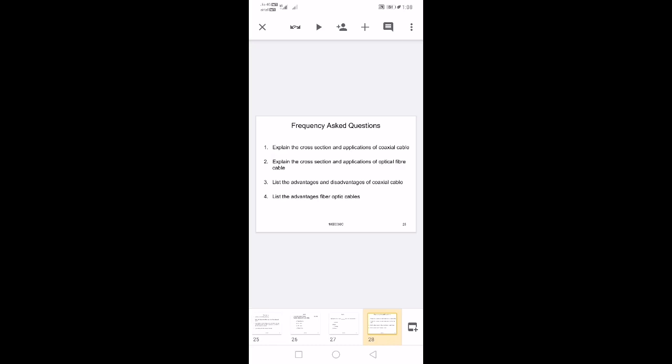So the different questions: explain the cross section and applications of coax cables. Similarly, explain the cross section and applications of optical fiber cables, the advantages and disadvantages of coax cables, and the advantages of fiber optic cables. Thank you.